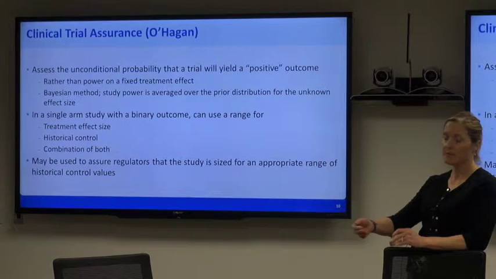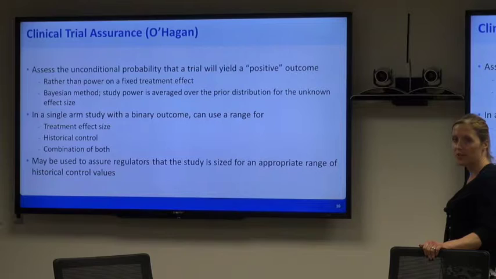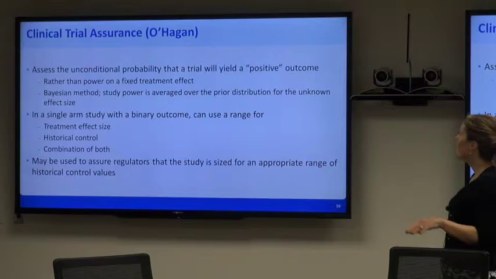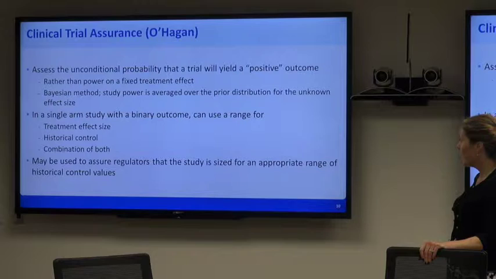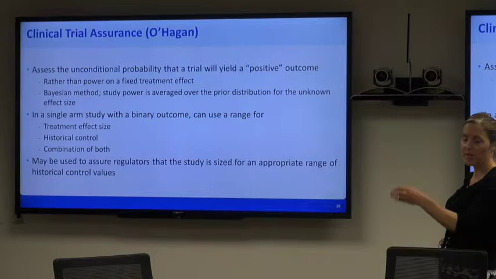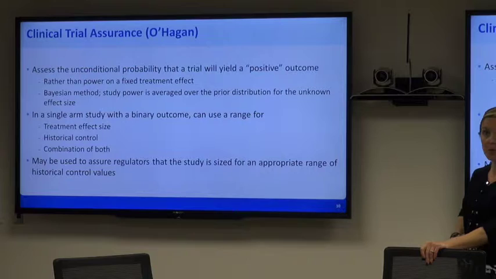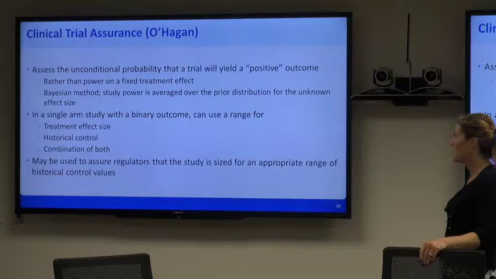Effectively, the study power is averaged over the prior distribution for the effect size. So in a single-arm study with a binary outcome, in the most traditional application of clinical trial assurance, you would use a range for the treatment effect size. But you could also put the range on your historical control, right? You'd have to tweak the method slightly, but that can be done in a fairly straightforward way. Or you could do a combination of both, right? You can envision a scenario where you have a range for your historical control and you may have a target range for your treatment effect size also.